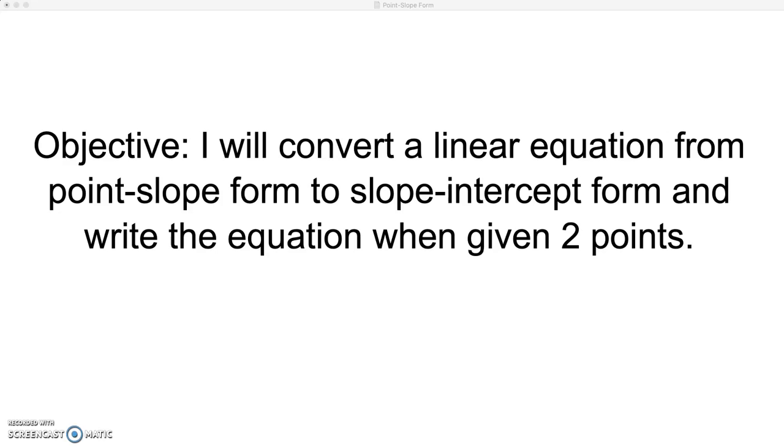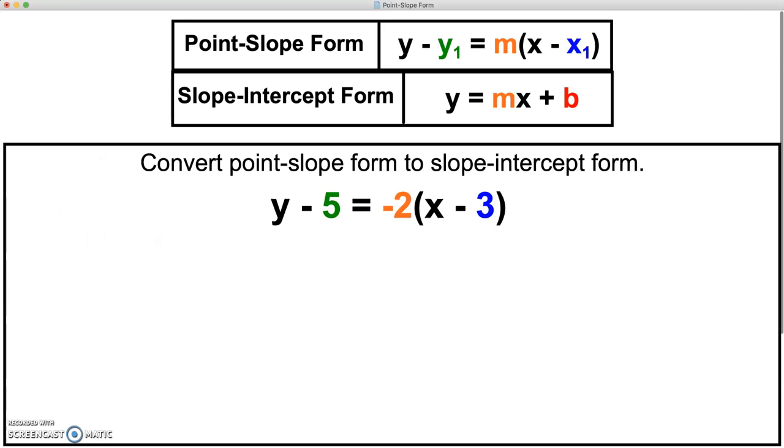In this video, we will convert a linear equation from point-slope form to slope-intercept form and write the equation when given 2 points. So let's just talk about the different forms. Point-slope form looks like y minus y1 equals m times x minus x1. Slope-intercept form looks like y equals mx plus b. So we're going to take point-slope form and turn it into y equals mx plus b.